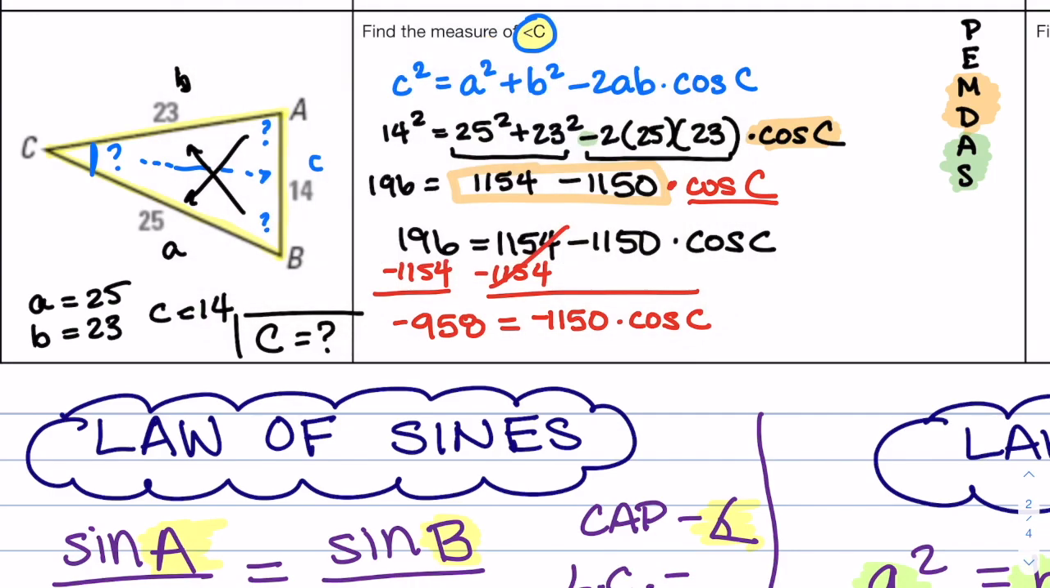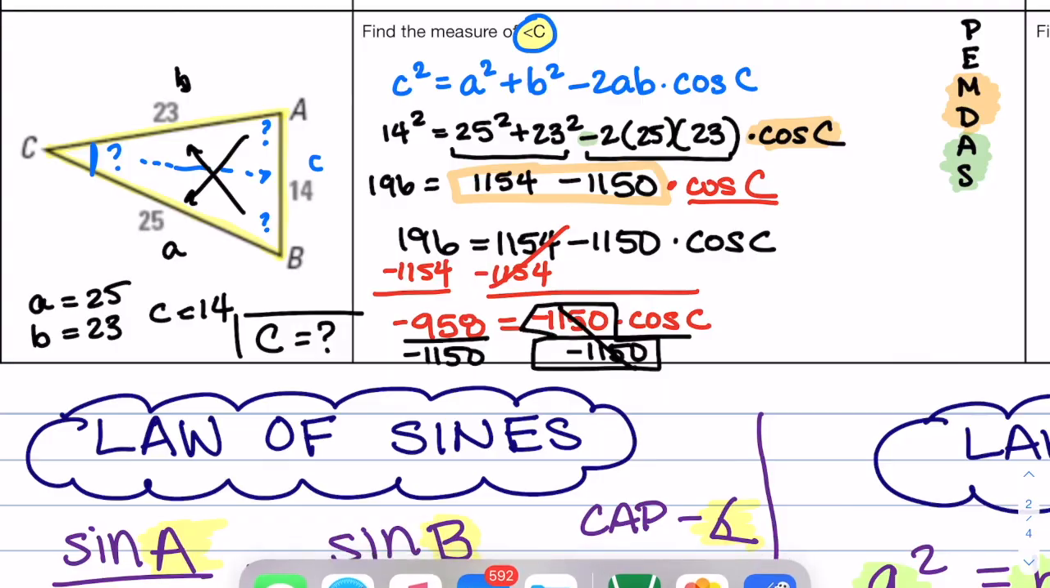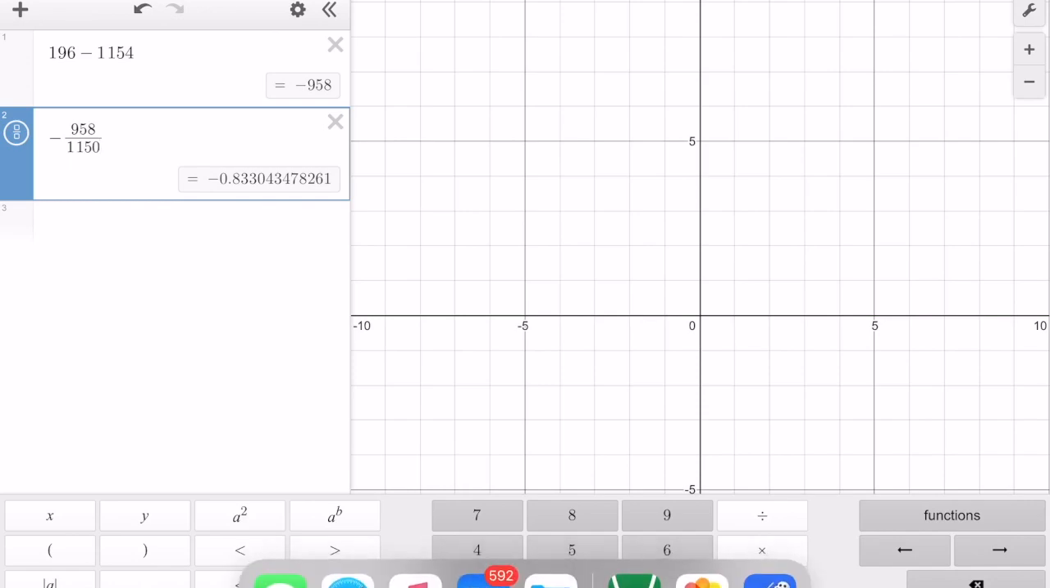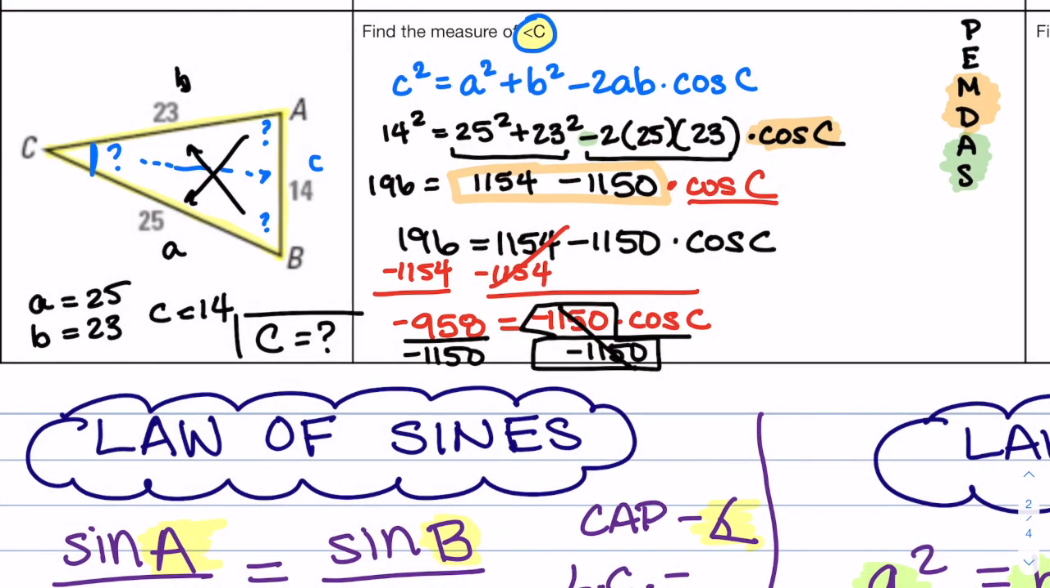Okay. Now, this is a multiplication, so we get rid of multiplication with division. So divide by negative 1150. This becomes 1, so that can kind of cancel. And so now I'm going to go into decimals and do negative 958 divided by 1150. And I get negative 0.833. So this is negative 0.833 equals cosine C.